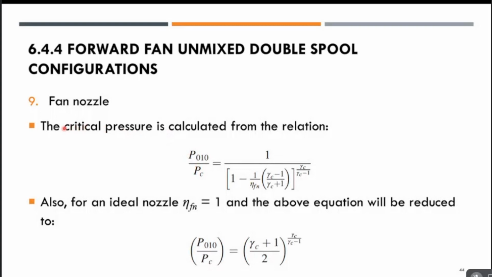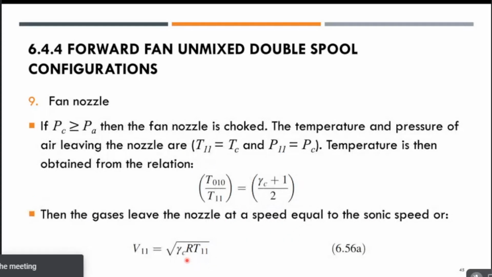With regard to the fan nozzle, we have two nozzles. One is the turbine nozzle, and the other is the fan nozzle, because this is for the cold air. The critical pressure is calculated from the relation for P10 with regard to PC, the critical pressure. Also for an ideal nozzle, zeta_nF, the fan nozzle, equals 1, and the above equation reduces to this expression. If the fan nozzle is choked, PC is greater than PA, and the temperature and the pressure of the air leaving the nozzle are T11 equals T critical and P11 equals P critical. The temperature is then obtained from this relationship.